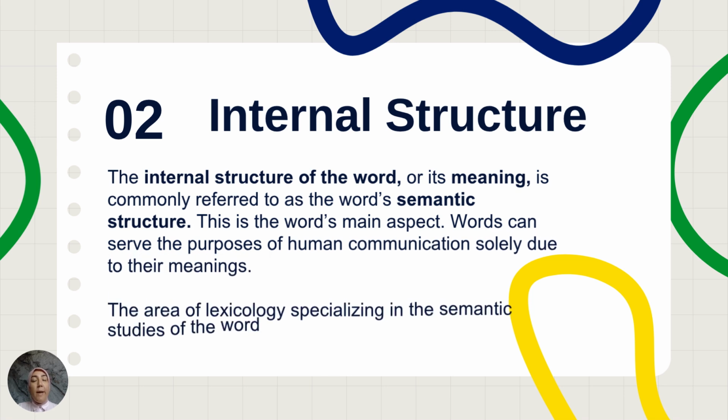Internal structure, of course, we will mention it. Internal structure of the word, or its meaning, is commonly referred to as the word's semantic structure. This is the word's main aspect, by the way. Words can serve the purpose of human communication solely due to their meanings. By knowing only the external structure of the word, we cannot use it in communication. But when we use it in the correct sense, knowing its internal structure, then it gives us the opportunity to convey the purpose of our communication. The area of lexicology specializing in semantic studies of the word is called semantics.